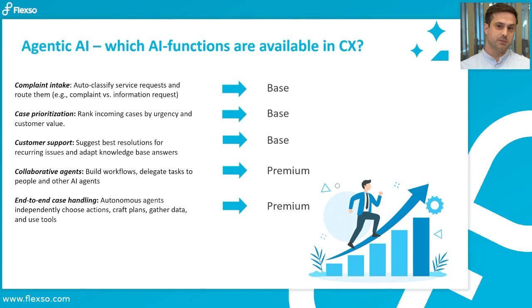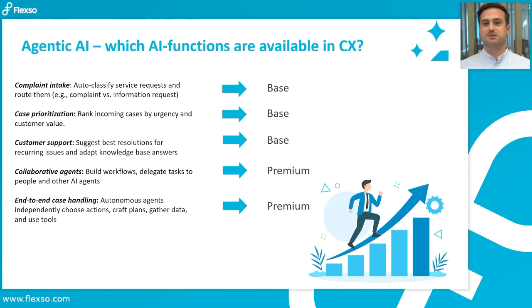It can also automatically prioritize the case by analyzing the same text and seeing if there are trigger words to indicate that it's urgent or not. It helps customer support look for the best resolution, as it can automatically create knowledge base articles, for example, and suggest similar cases. And if you're getting more advanced with your AI, you can even create collaborative agents, build workflows to automate certain tasks or to delegate low-value tasks to the agent.